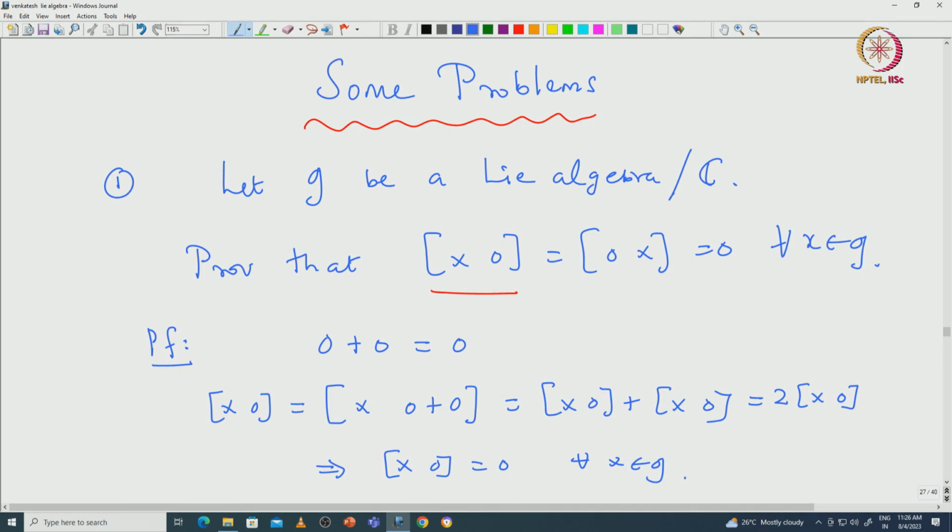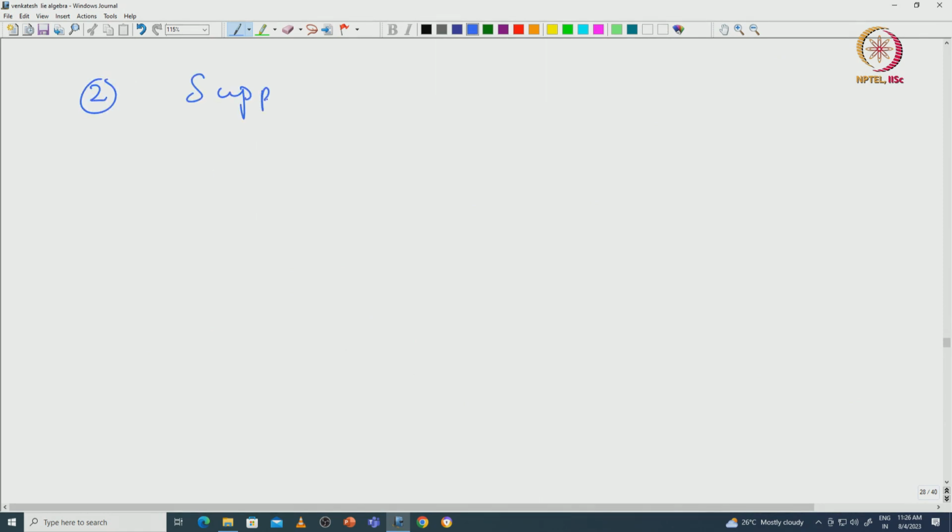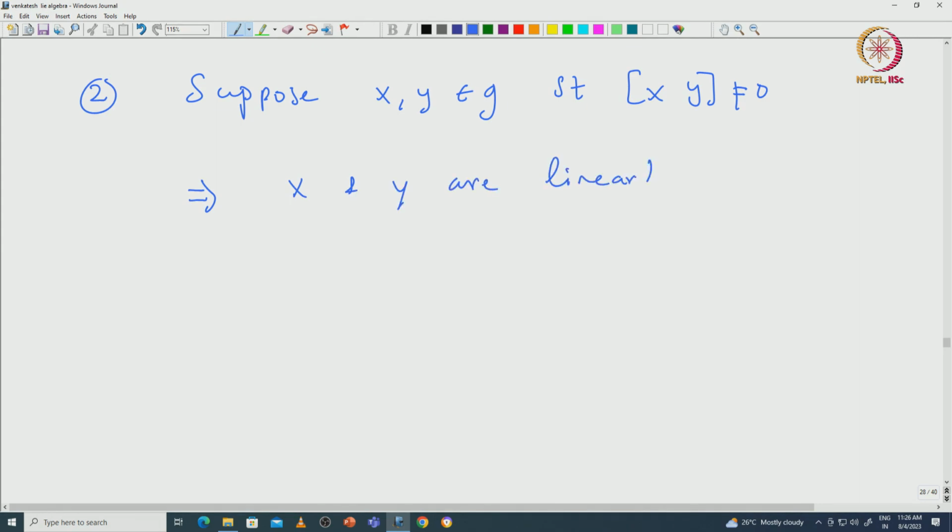Okay. So now let us see our second problem. Again this is something to do with the Lie product. Suppose we have two elements, let us say x, y in G, such that the bracket is non-zero. Then we want to know, as vectors, whether x and y are linearly dependent or not. Because the bracket is non-zero, one immediately gets that x and y are linearly independent over complex numbers. So how do we prove this? We can prove by contradiction.